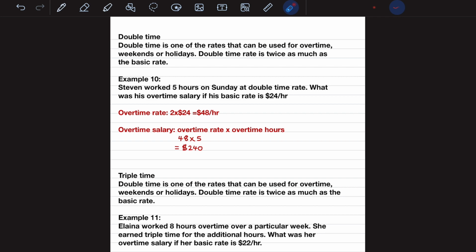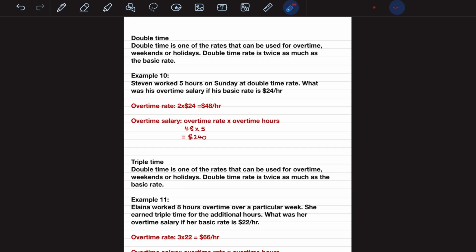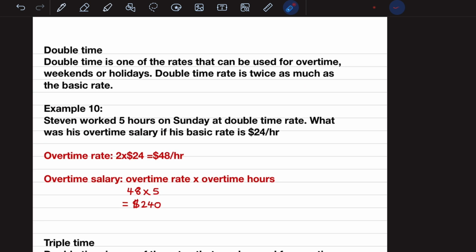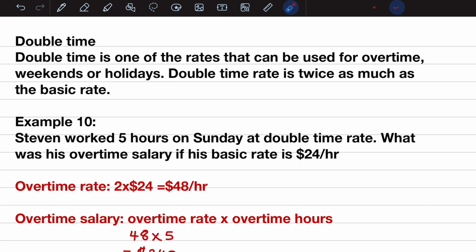All right, so we spoke about time and a half. Now we're going to talk about double time and triple time. Double time really talks about twice or double the hourly rate. Overtime rate will be 2 times 24. The basic rate is 24, so double that, that's $48 per hour. And Stephen worked 5 hours. On top we have double time, and they are saying that an example of when we will get double time is on weekends or holidays.